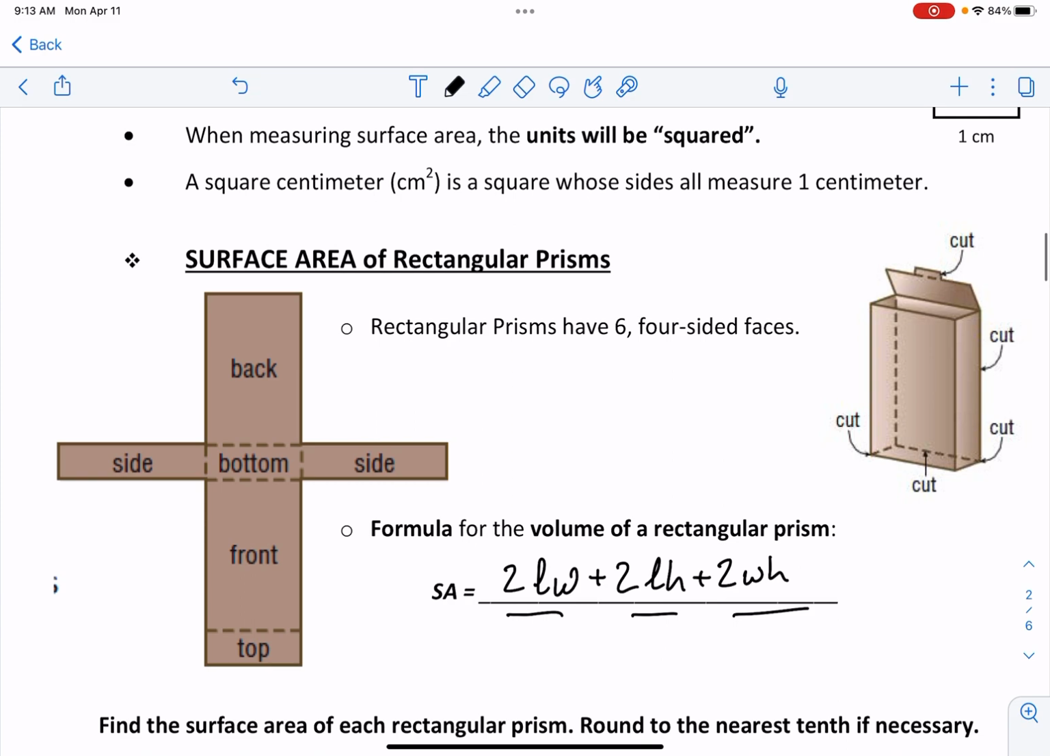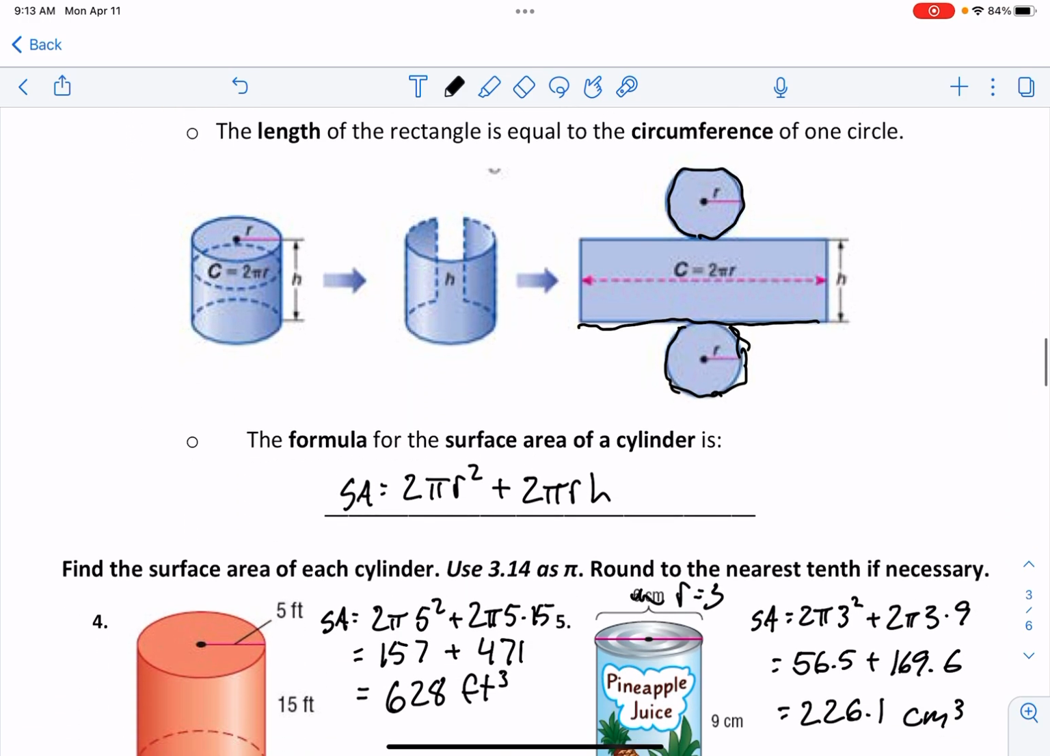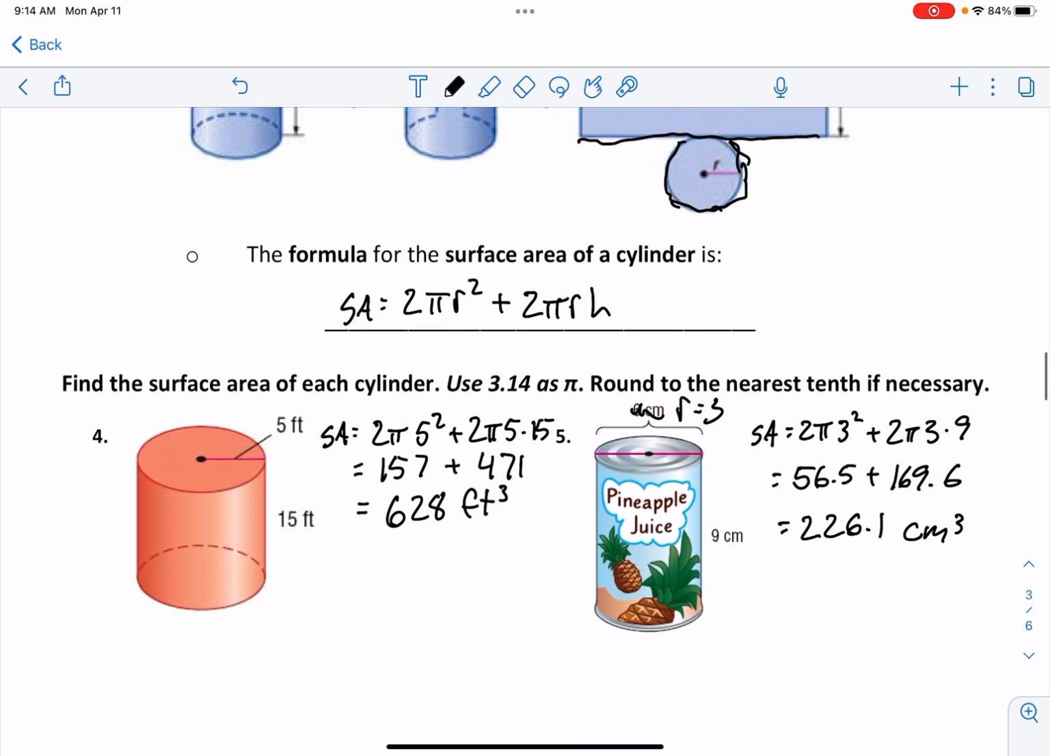Surface area of a rectangular prism, which is a mouthful, but 2 times length times width plus 2 times length times height plus 2 times width times height. Add all those together and you got it. And finally, surface area of a cylinder. So our two circles are given by 2 pi r squared. That's the area of both circles combined. Add the area of the rectangle wrapped around those circles, which is 2 times pi times r times h, radius times the height.